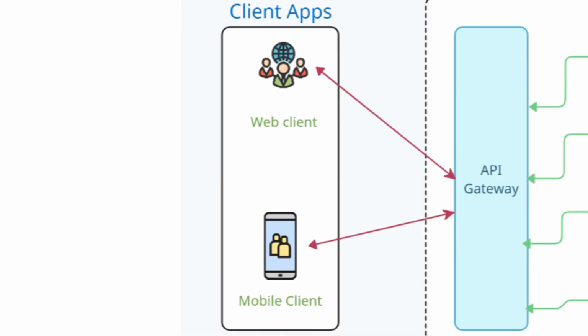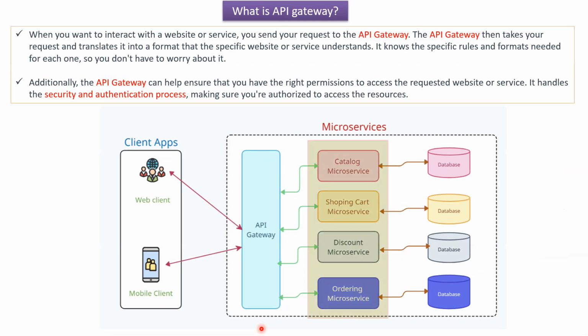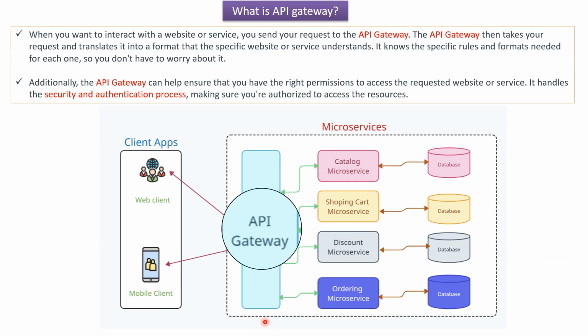When you want to interact with a website or service, you send your request to the API gateway. The API gateway then takes your request and translates it into the format that a specific website or service understands. API gateway knows the specific rules and formats needed for each and every service, so you don't have to worry about it. The API gateway can ensure you have the right permission to access the requested website or service. API gateway handles the security and authentication process so that it can make sure you are authorized to access the resources.